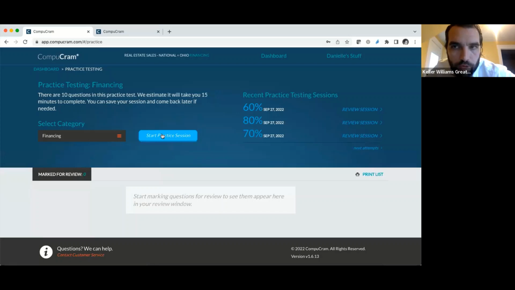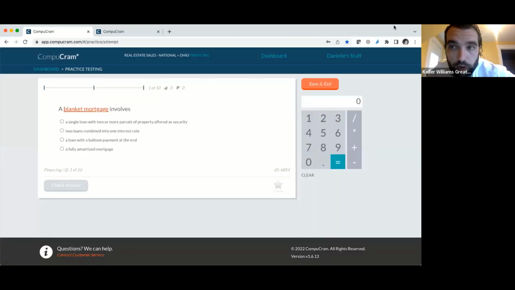So now we'll do real estate or financing questions, because there's going to be some math in here as well, or has the potential to be. Question number 1, a blanket mortgage involves A, a single loan with 2 or more parcels of property offered as security, B, 2 loans combined into 1 interest rate, C, a loan with a balloon payment at the end, or D, a fully amortized mortgage. A, B, C, or D.